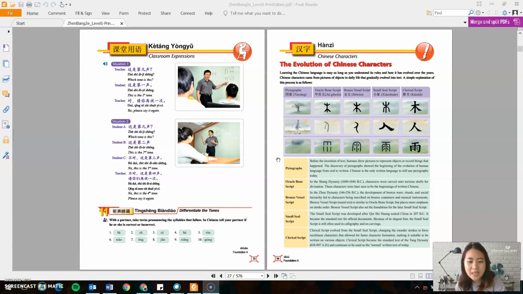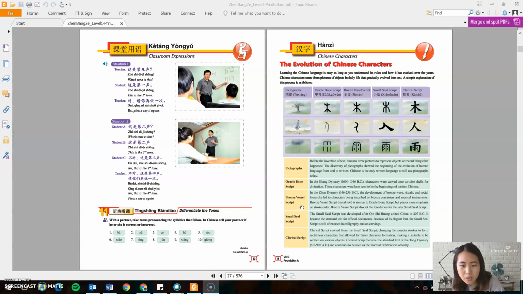In the Zhou dynasty, bronze vessel script, sorry, I went out of order, 1046 to 256 BC, the development of bronze ware, rituals, and social hierarchy led to characters being inscribed on bronze containers and musical instruments. Bronze vessel script, metal text, 经文, is similar to oracle bone script, 甲骨文, but places more emphasis on stroke order. Bronze vessel script has also set the foundation for the later small seal script.